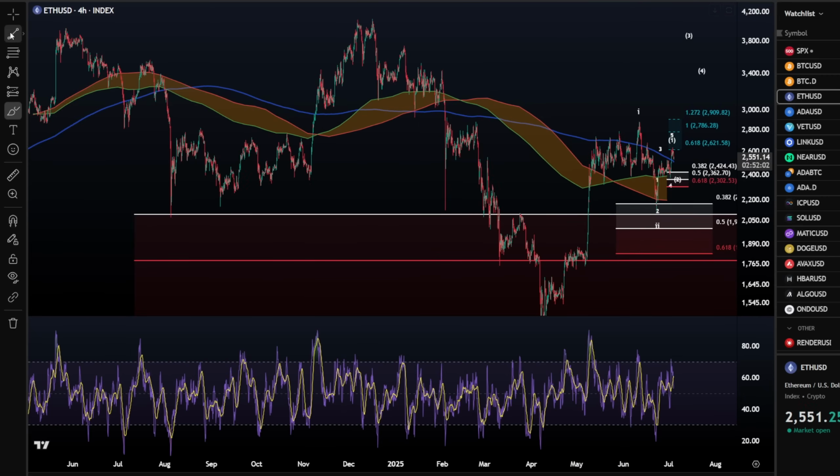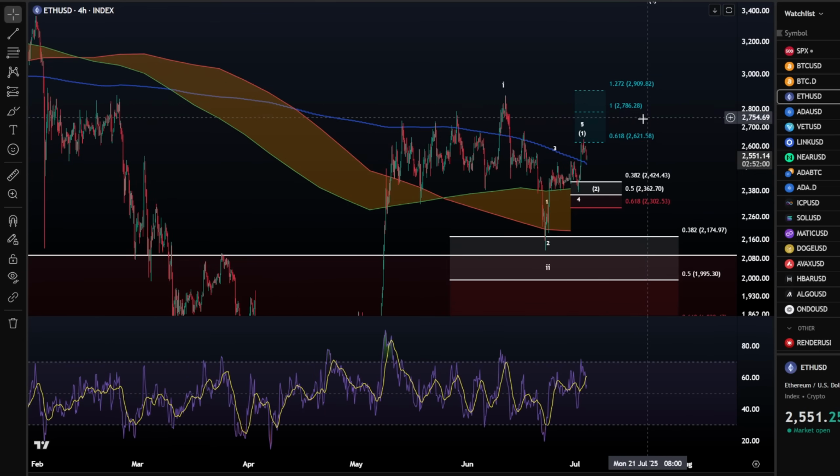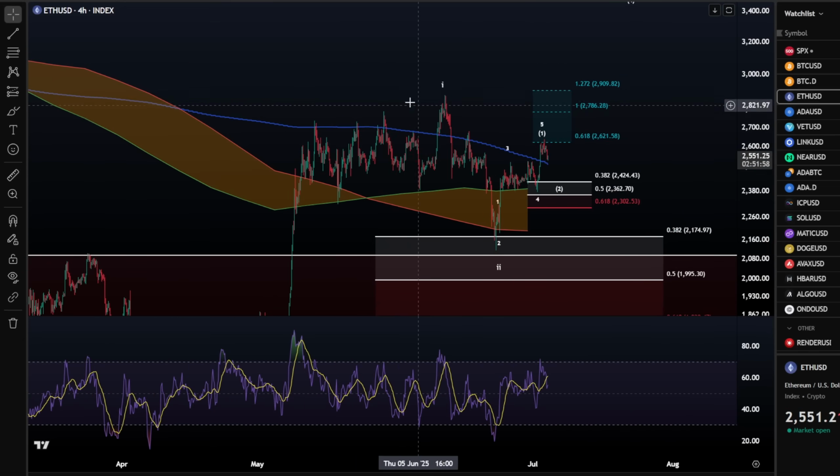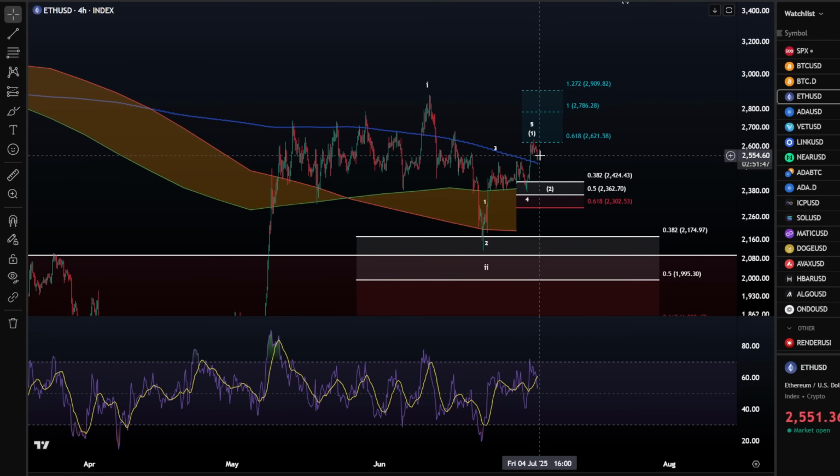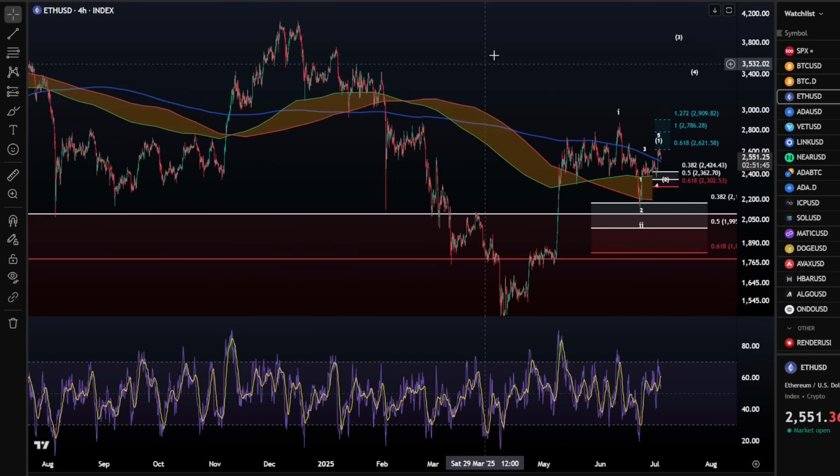But again, please keep this in mind and only think about this right now. We are at the 200-day moving average, and we have been rejected at the 200-day moving average 10 times in the past. So staying above it is gonna be extremely bullish, and this could be an early sign that Ethereum might start going crazy.